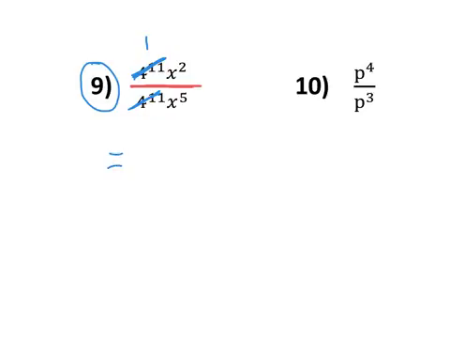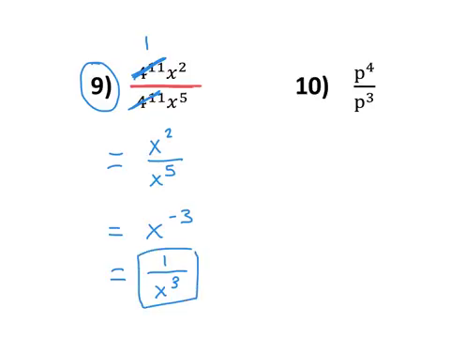Once we do that, our problem simplifies to x squared divided by x to the 5th. Now we have two of the same bases, x, raised to different exponents. So we subtract the exponents again. X squared divided by x to the 5th becomes x to the negative 3rd. Now we have a negative exponent again, so we drop that to the denominator, and this becomes x to the positive 3rd. And 1 divided by x to the 3rd is our final answer.